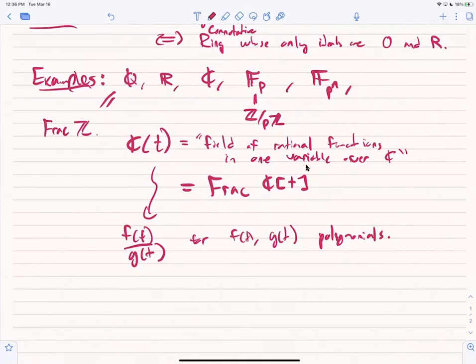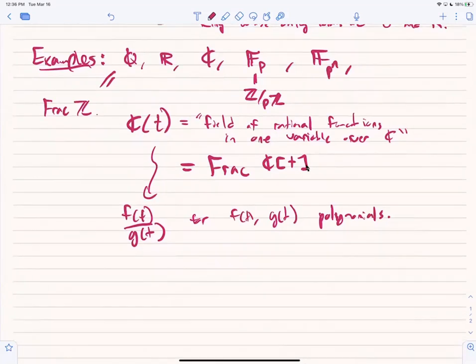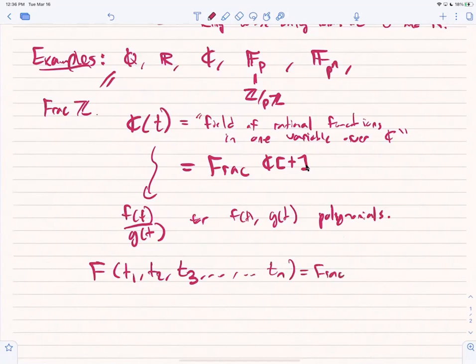Good, and this is one construction that can give you lots of other fields. If I have an integral domain, I can take its fraction field, and that gives me a field. I could also look at C(T1, T2), rational functions in two variables. Now let me do F(T1, T2, ..., Tn). F is just some arbitrary field of coefficients, and I can take the fraction field of polynomials in n variables.